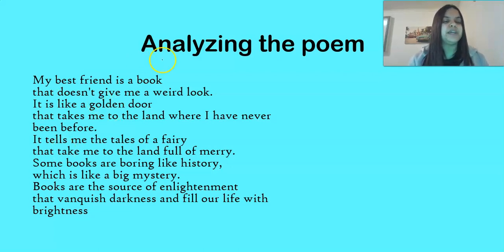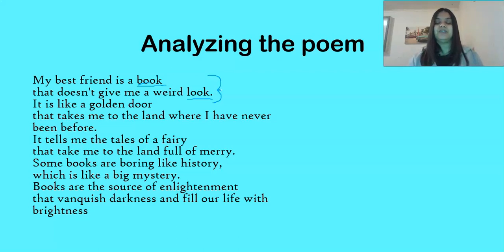Okay, so my best friend is a book, that doesn't give me a weird look. So there I can see I have some rhyming words right in the very beginning of my poem. It's book and look. And if we look at these two lines, it tells you exactly what the theme of the poem is already. The theme of this poem is learning.